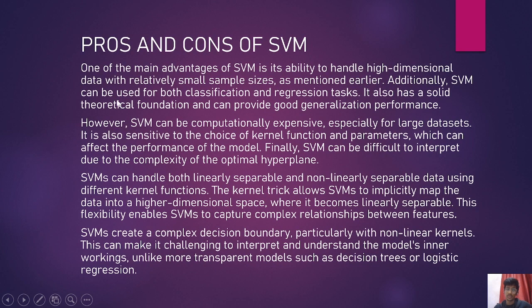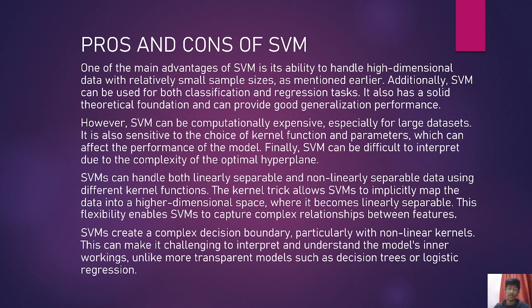Now, advantages and disadvantages, also called pros and cons of SVM. One of the main advantages of SVM is its ability to handle high dimensional data. That means it goes beyond 2D, so it's not only limited to 2D, and it works with data with relatively small sample sizes, as mentioned earlier. Additionally, SVM can be used for both classification and regression tasks. It also has a solid theoretical foundation and can provide good generalization performance, so obviously the performance is good.